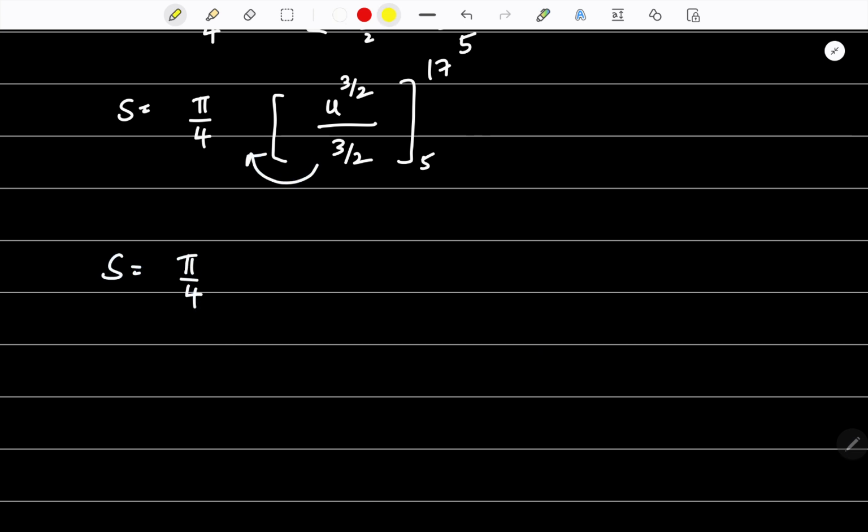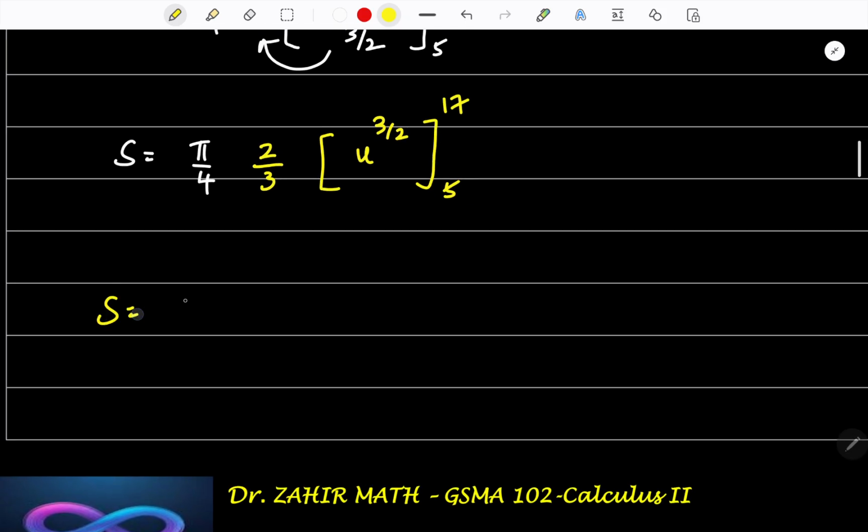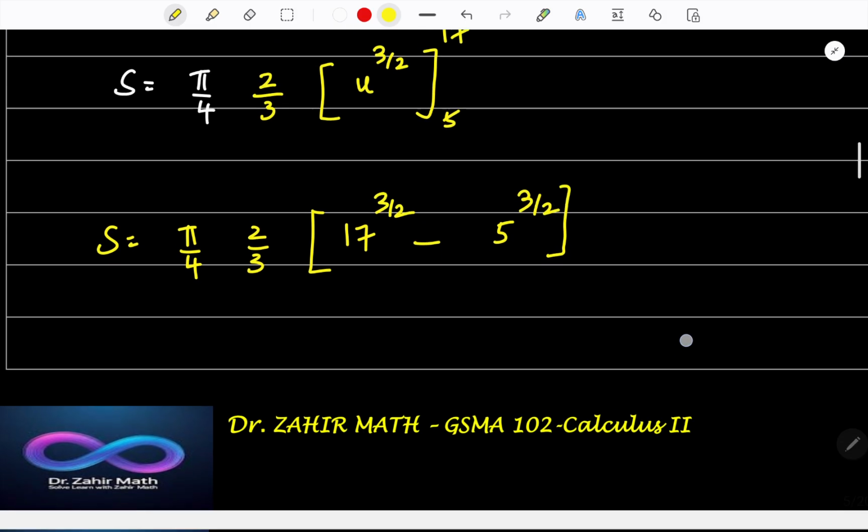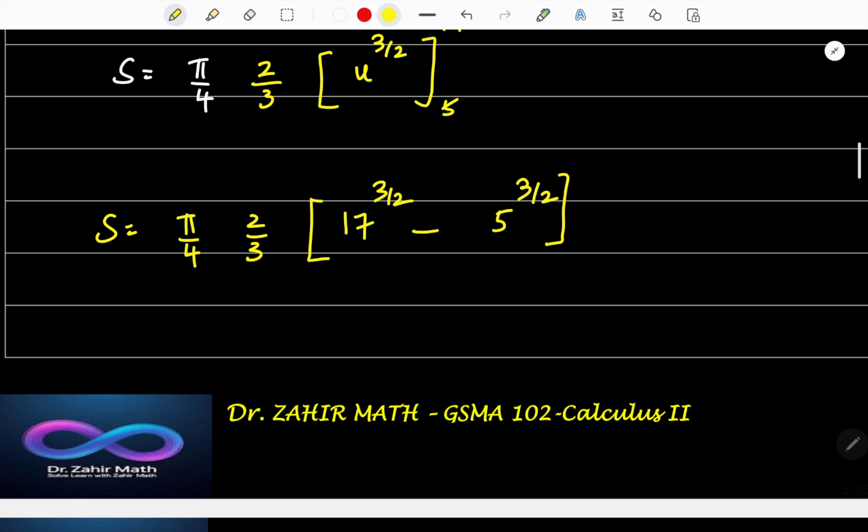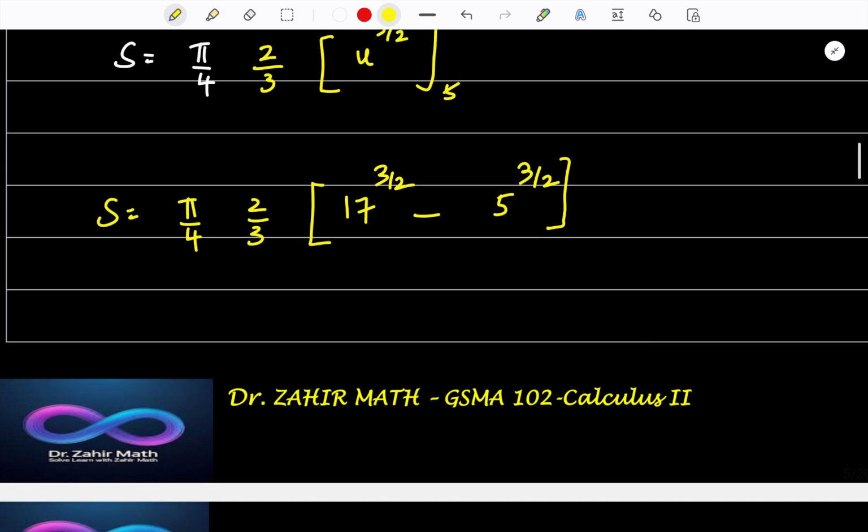So this is S equals pi by 4. Let me flip this one, which is 2 over 3, and then u to the power of 3 by 2, 5 to 17. Okay. So S is equal to pi over 4, 2 over 3, right? And we are going to substitute upper limit minus lower limit, which is 17 to the power of 3 by 2 minus 5 to the power of 3 by 2. Put everything in the calculator, please. Let me try: pi over 4, 2 by 3, 17 to the power of 3 by 2 minus 5 to the power of 3 over 2.